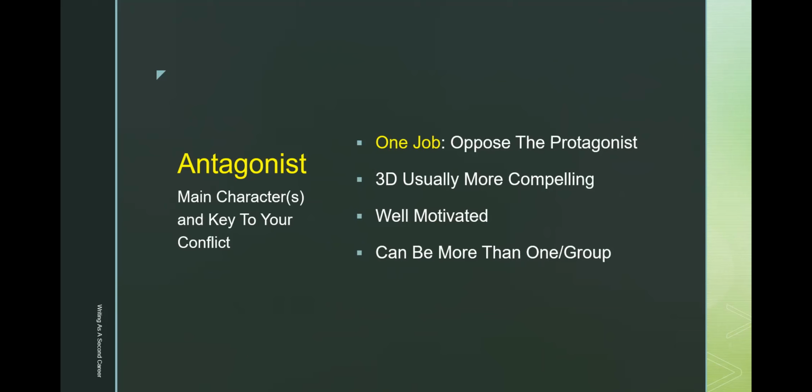Now, the antagonist in some ways is easier because, as you'll see here, the antagonist has one job and one job only: to oppose the protagonist. And that is why the antagonist can be key to your conflict. If you have a strong antagonist, you are much more likely to have a compelling story and to make your main character, your protagonist, work hard. Usually, a three-dimensional antagonist is more compelling than one that is a sort of cardboard cutout who just throws up roadblocks against the protagonist for no reason but that they are a villain.